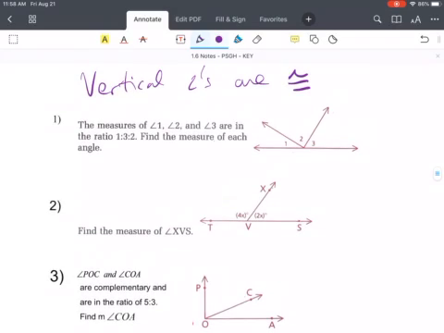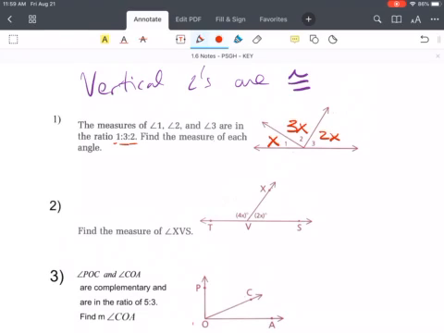So let's look at some examples. First example here, the measures of angles 1, 2, and 3 are in a ratio of 1, 3, and 2. So because we're using a ratio, we need to put in our scale factor here. We'll usually just use x. So for the first one, with its 1, we'll call it 1x. Second one is a ratio of 3, so 3x. Then last one is 2, so we'll call it 2x.